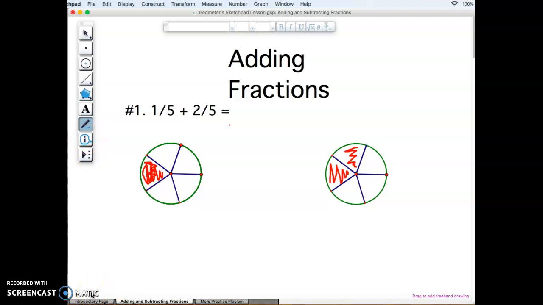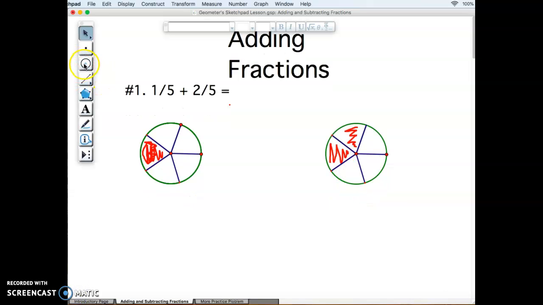And so essentially what you're going to do is just simply add the sections up. So that is 1 plus 2 equals 3, but we're still going to keep the denominator. So I'm going to show you what it looks like with another circle, and I'm going to explain how to actually create this circle.